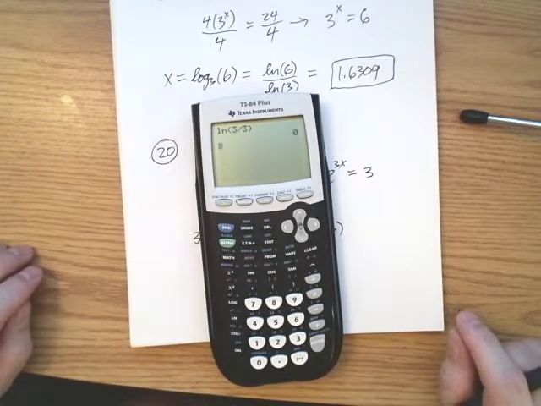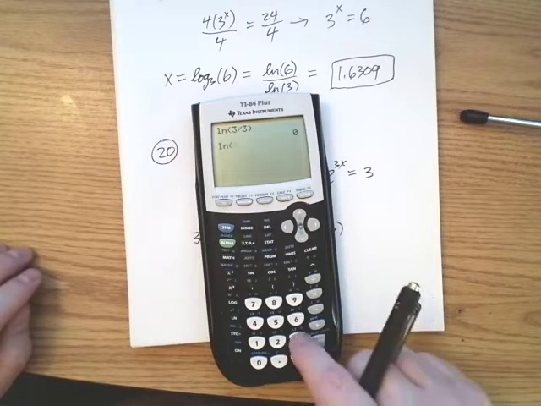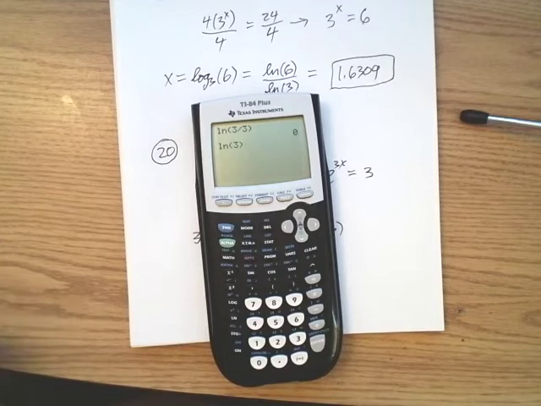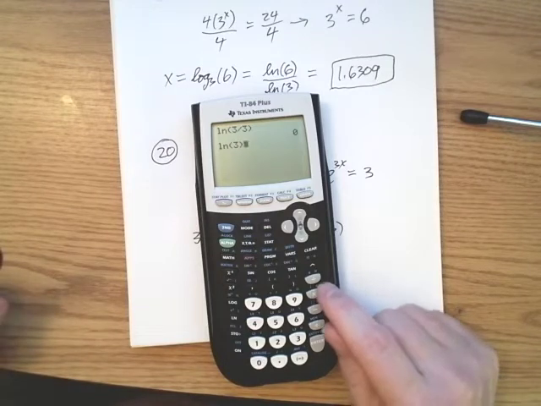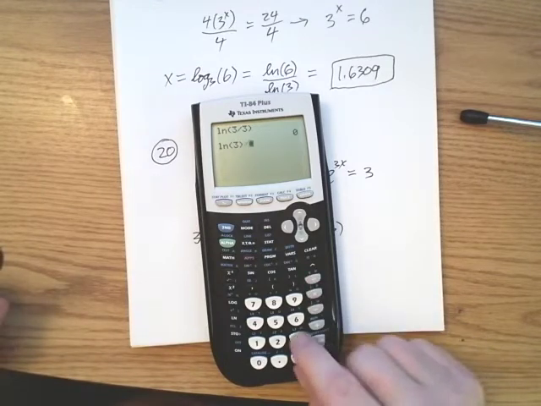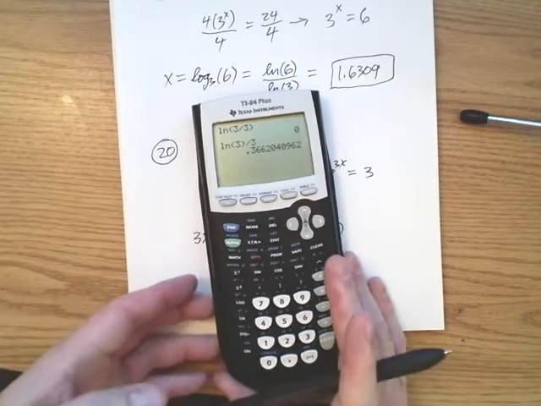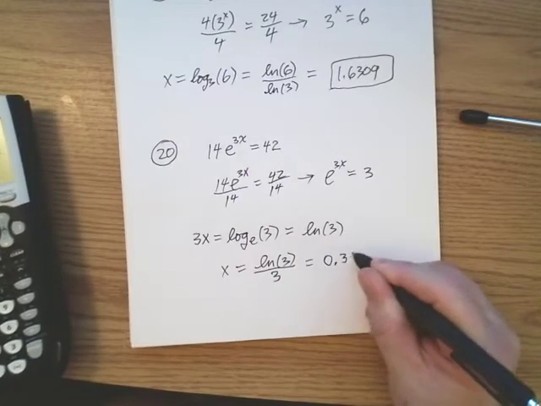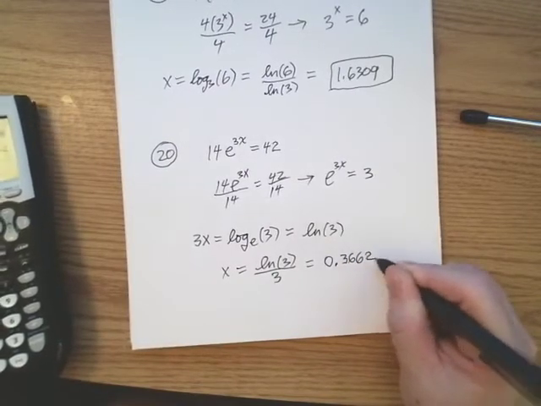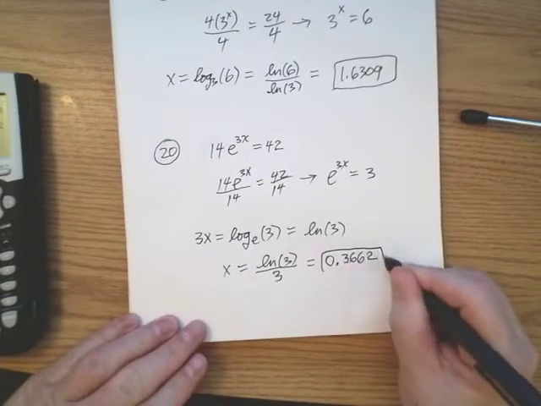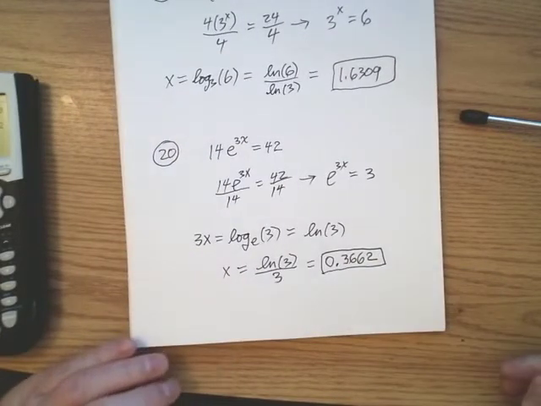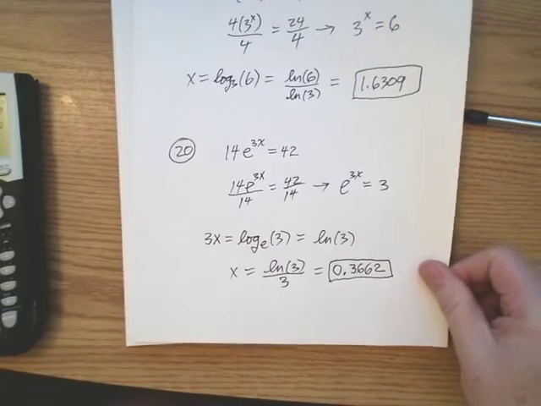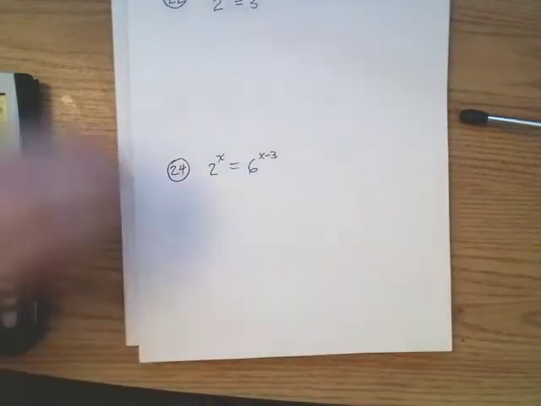No. What did I do wrong? Yeah, I forgot my parentheses right after the 3 here. That's natural logarithm of 3, and then I want to divide that by 3. Okay, so I get something reasonable. 0.3662 is what I get for my answer to 4 decimal places. Alrighty. Looking good here. Let's try a few more.